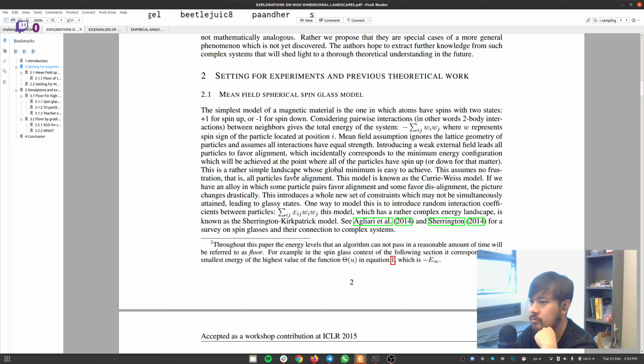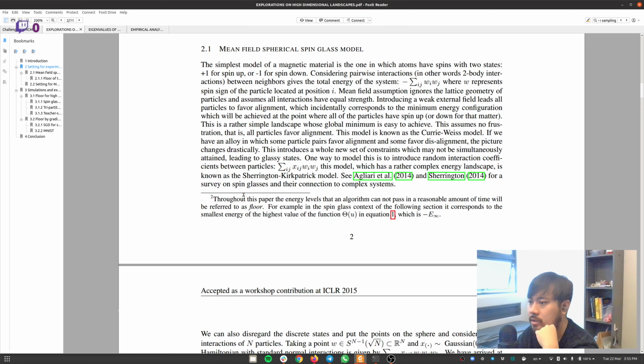If you have an alloy, which has some misalignment, this introduces a whole new set of constraints that simultaneously push into glassy states. One way to model this is to introduce random coefficients. Rather complex. Sherrington-Kirkpatrick. Okay, I'm not familiar with this, by the way. So this is the energy level that corresponds to the smallest energy of the highest value function. Equation 1. Have we seen equation 1?